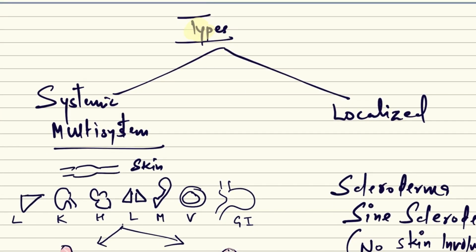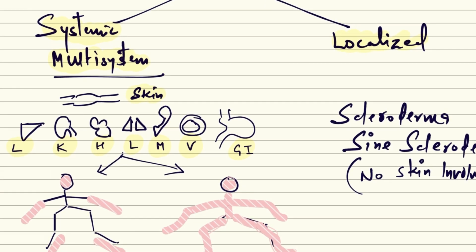Now we'll see what are the types of systemic sclerosis. We have systemic scleroderma and localized scleroderma. Systemic sclerosis or systemic scleroderma is a multi-system disorder in which multiple organs of the body are involved. These include our skin, liver, kidney, heart, lung, musculoskeletal system, and even our vasculature and GIT system. While there is one more condition in which only systemic features are there, but no skin involvement, and this condition is called scleroderma sine scleroderma.